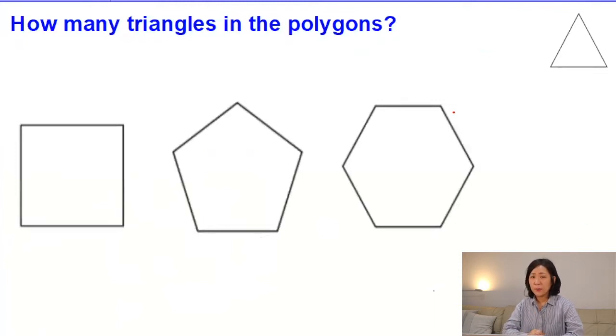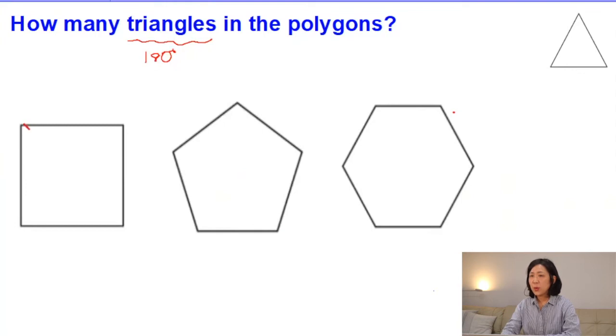I'm going to ask a question. How many triangles are in a polygon? So think about it. We all know that the sum of the interior angles of a triangle is 180, right? But we don't know about the octagon, pentagon, hexagon. So let's try to use what we already know. So let's use a triangle.